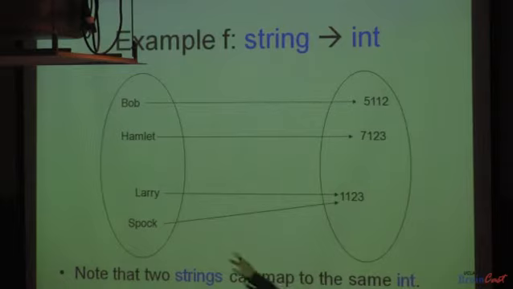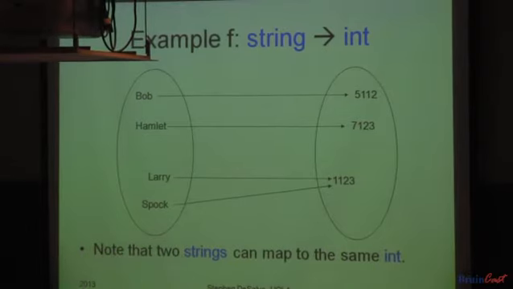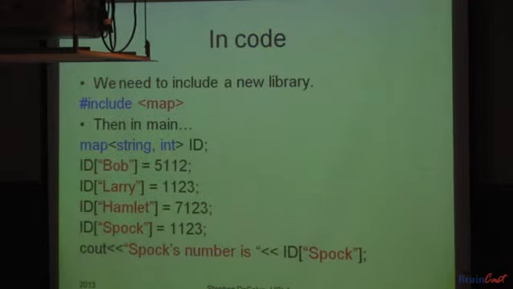Okay? So it's okay. Larry and Spock can both map to the same value. That's fine, because the pair Larry 1123 and the pair Spock 1123 are two different values. It's kind of like x squared, where minus 2 and plus 2 both map to the same value of 4. So here would be something like maybe student ID number. There's not any formula that you can use to generate all possible values, but you still want to be able to list just the pairs themselves that correspond to the values.